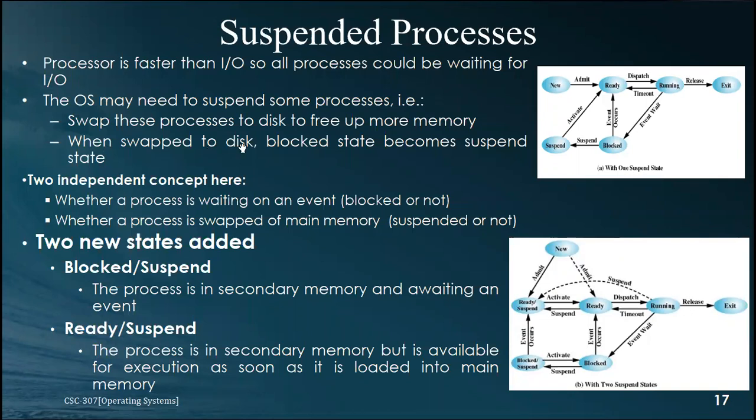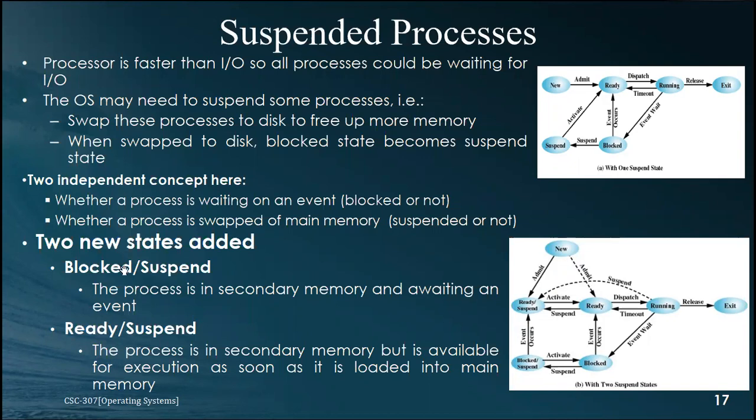When a process is swapped to disk, the blocked state becomes the suspended state. So from the blocked state, we can swap processes out and make them suspended. Now, two independent concepts are here: whether a process is waiting for an event, blocked or not, and whether a process is swapped out of main memory, suspended or not. So here we have the blocked state and the suspended state. Don't confuse them with each other.